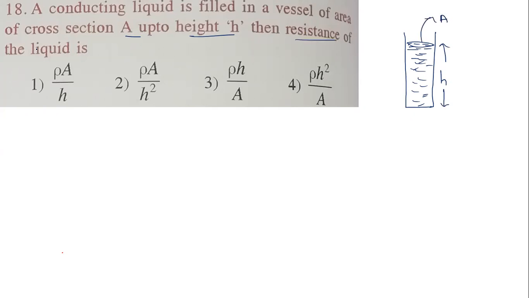Then what will the resistance of the liquid be? What is the formula for resistance? We know R equals rho L by A, where A is the given area. What is the length? H, as given. So it will become rho H by A. So where is it in the options? Rho H by A, the third option. That's it. Nothing more to discuss here.